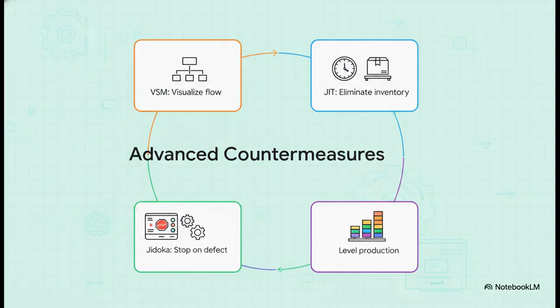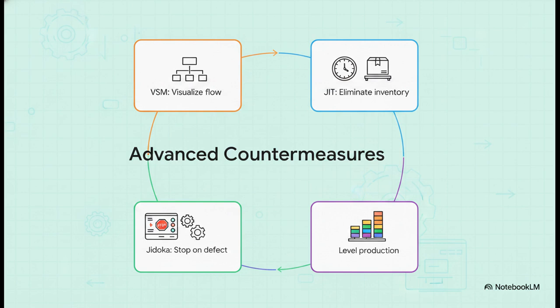So the crucial point here is that true lean uses a combination of these advanced tools to continuously pull value through the system, rather than forcing or pushing it. Things like value stream mapping, or VSM, help you visually chart the entire flow to spot non-value added activities. Just-in-time delivery ensures you only have exactly what you need, exactly when you need it, eliminating all that bloated inventory.